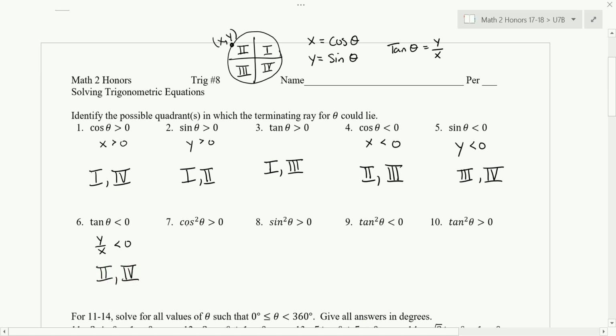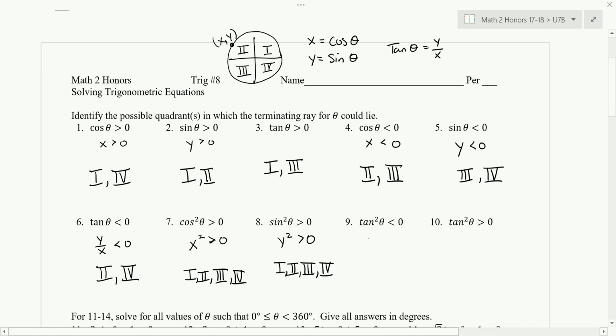Number 7 is saying that cosine squared theta is greater than 0, or in other words, x squared is positive. Well, that means x could be positive or negative, which happens in all the quadrants. So 1, 2, 3, and 4 is our answer. Same idea with the sine. This is saying, hey, y squared is positive. That can happen in any quadrant. So 1, 2, 3, and 4.